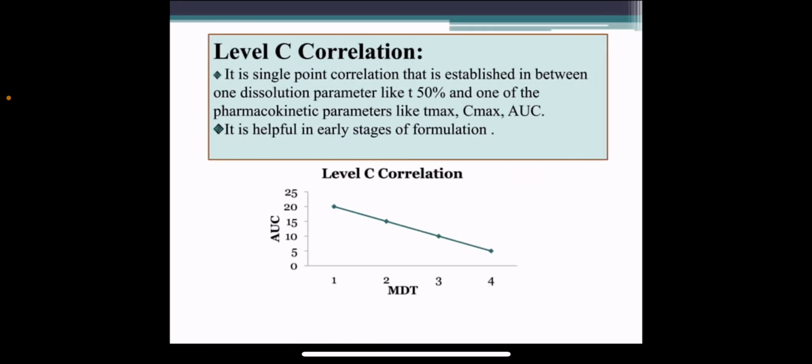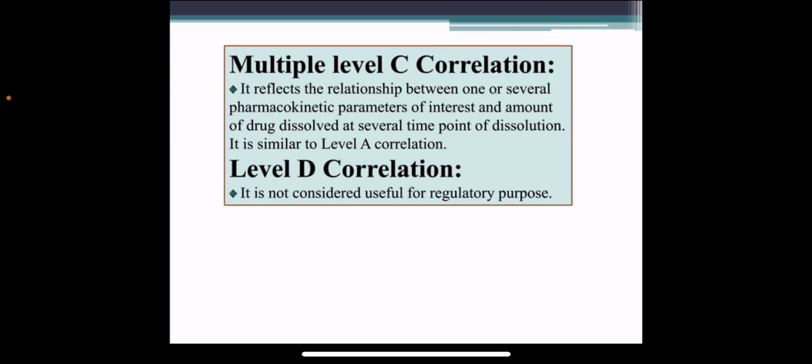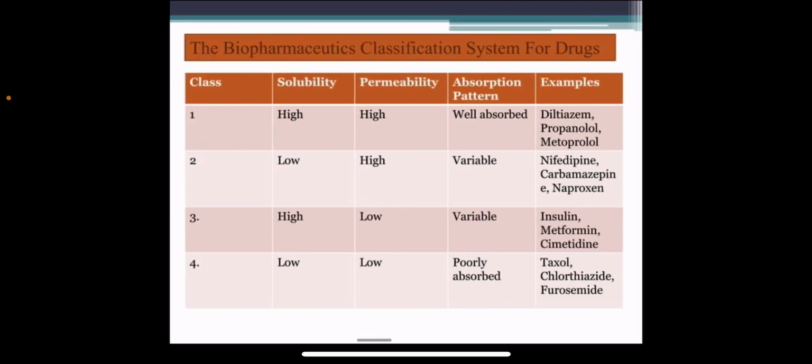Then level C. It is the single point correlation established between a dissolution parameter like T50 and one of the pharmacokinetic parameters like Tmax, AUC, and Cmax. So it is helpful in the early stages of the formulation. Then multiple level C. It reflects the relationship between one or several pharmacokinetic parameters of interest and the amount of drug dissolved at several points of time, and it is similar to level A. And level D, it is not considered for regulatory purposes.